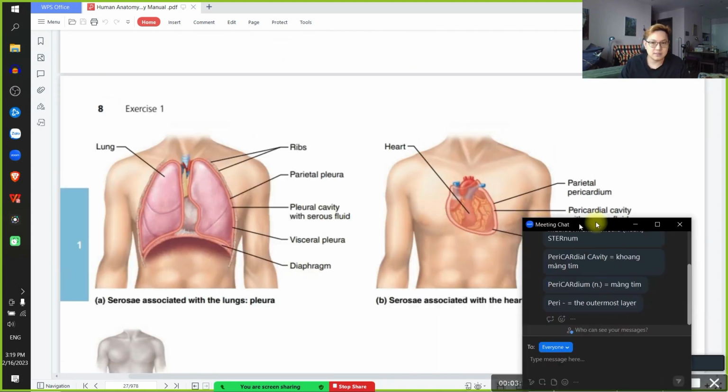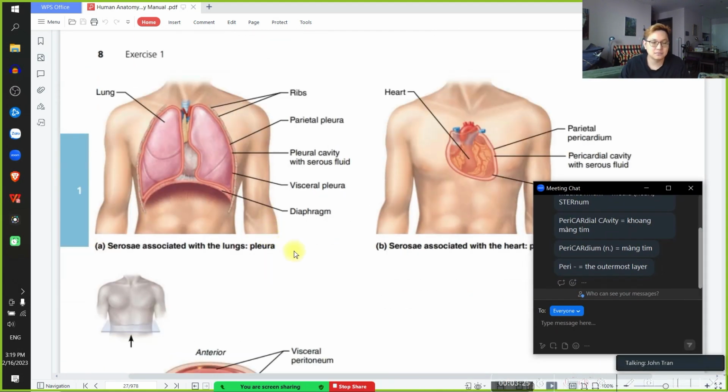Okay, let's look at this new slide now. So, serosa, singular, serose, plural. Số nhiều, số ít thôi. Serosa, số ít. Serose is the plural. Associated with the lungs of pleura. What do we have?